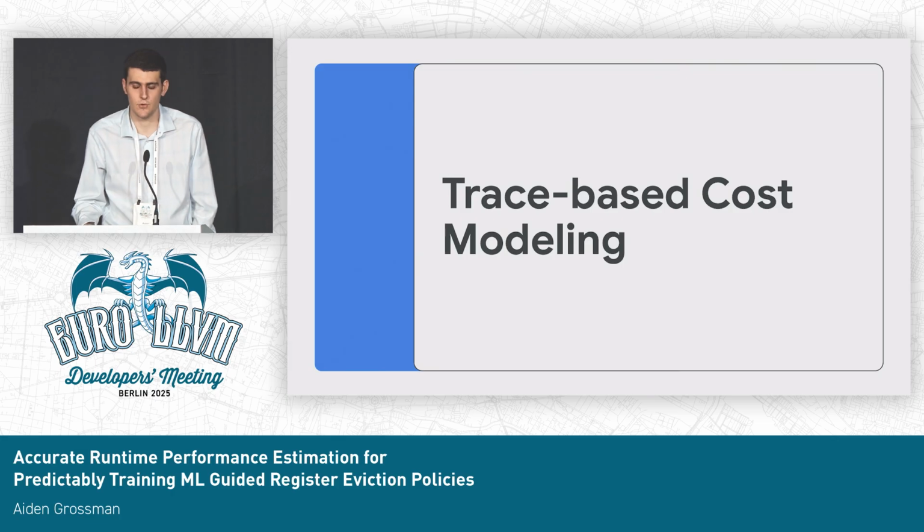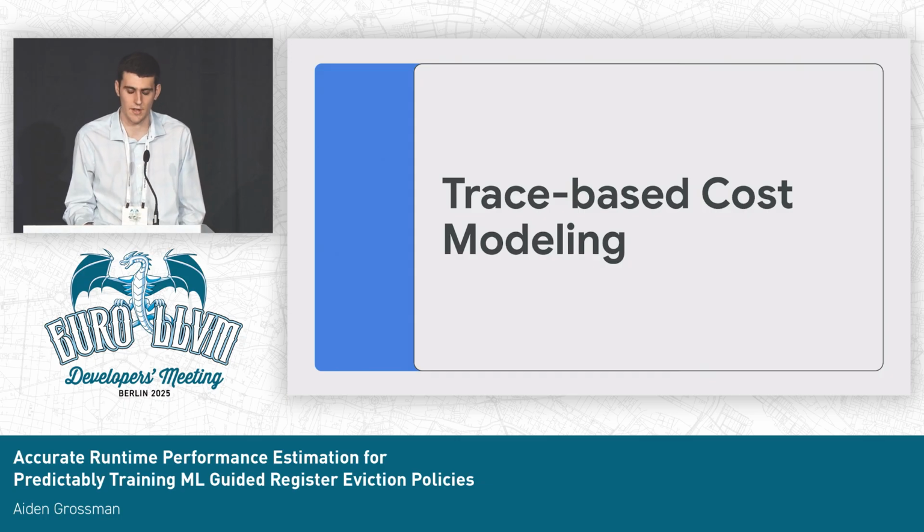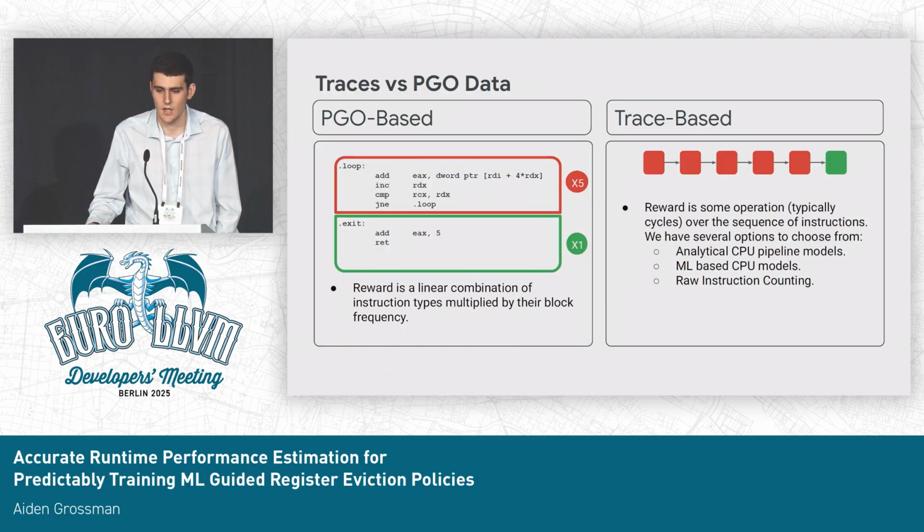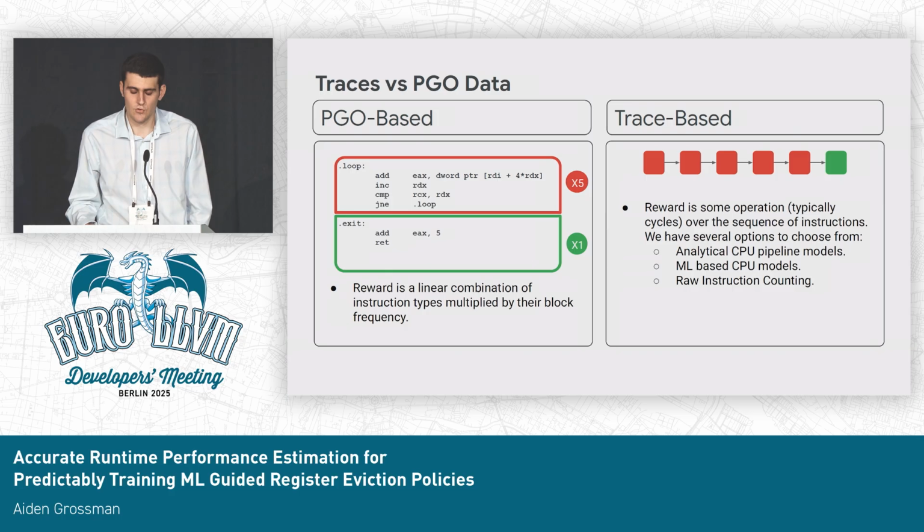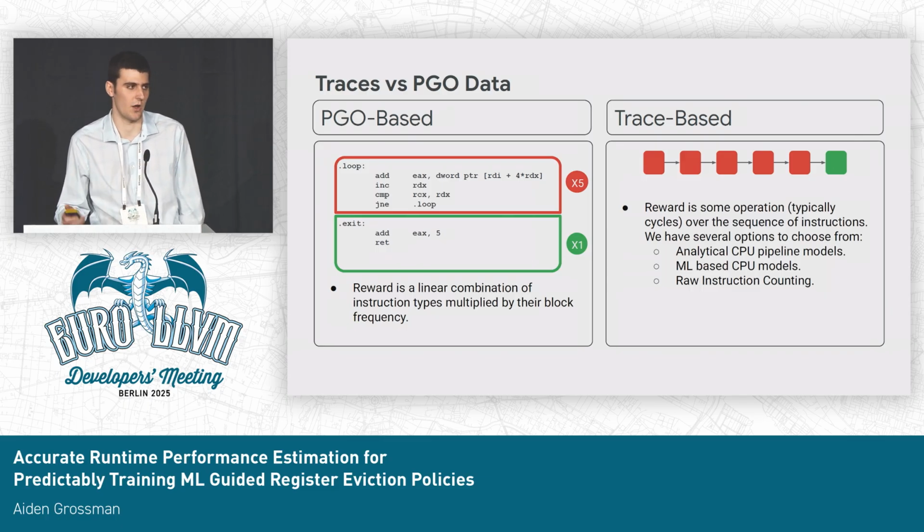So for this, we're doing trace-based cost modeling. So instead of taking a static look at like an executable or something, we're taking an instruction stream. So originally, there was some work where they trained a model to replace this heuristic. So they used PGO data. So the reward just ended up being a linear combination of instruction types with some block frequency information mixed in.